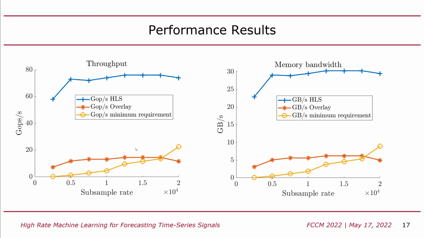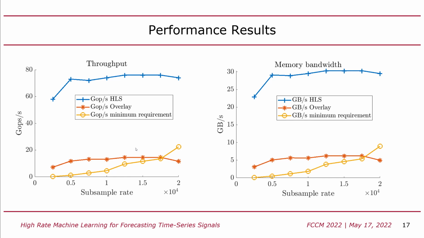The yellow line shows the minimum that's needed for real-time operation at the corresponding sample rate, while the blue line shows the performance achieved by the HLS implementation, and the orange line shows the performance of the overlay. The HLS implementation is generally much faster than what's needed, while the overlay achieves its real-time constraint for all but the largest 3,200 input model.